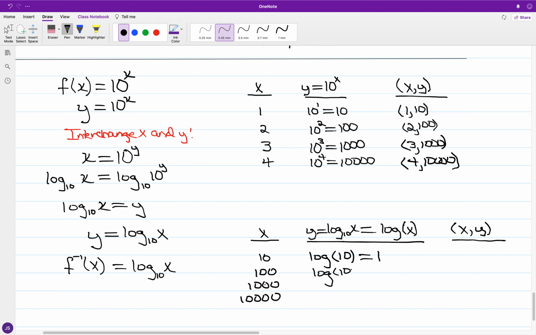And for the base 10 logarithm of 100, that is going to go to 2. And for that of 1,000, that will go to 3. And for the base 10 logarithm of 10,000, that is going to go to 4. So if you notice, with the ordered pairs, this will go to 10, 1, 100, 2.